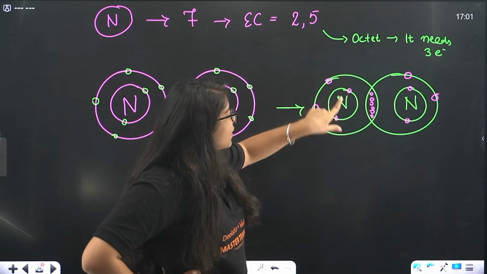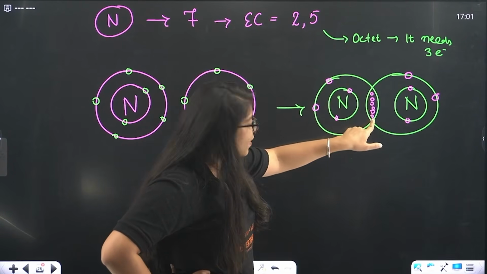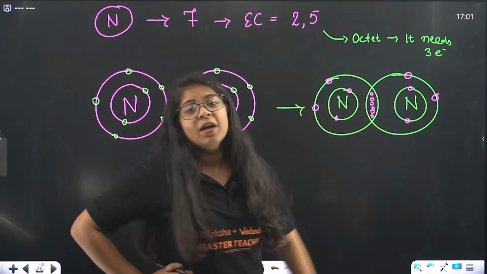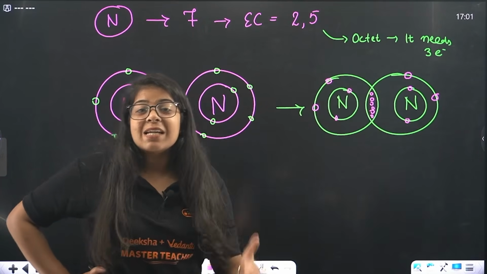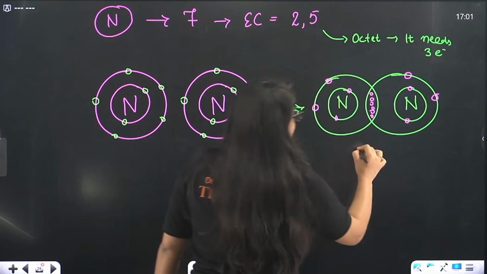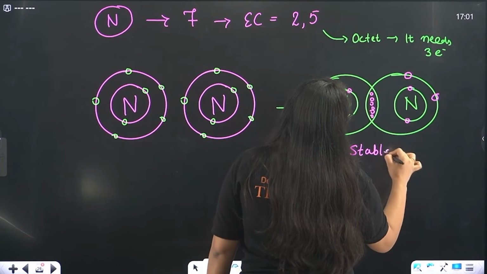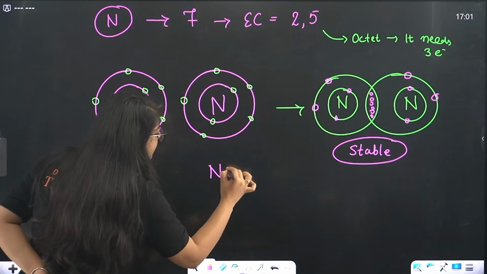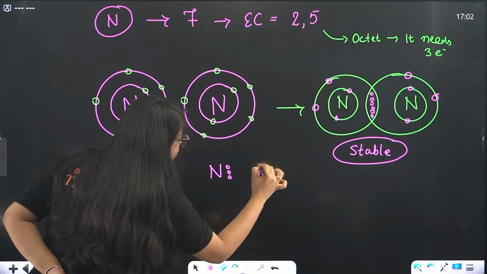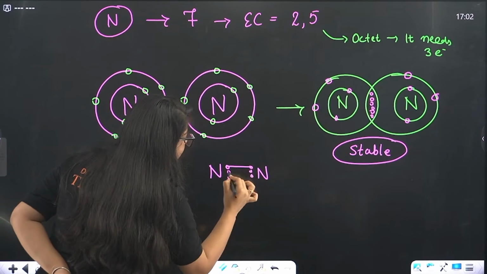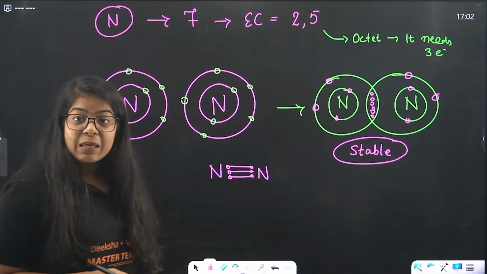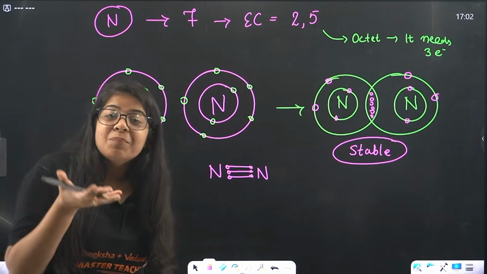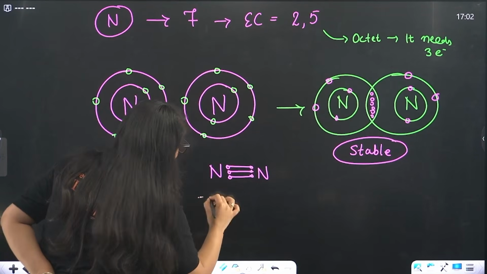Now count the number of electrons with this nitrogen. 1, 2, 3, 4, 5, 6, 7, 8. Octet is complete for both of the nitrogens and hence they are stable. Now beta, look at this carefully. This is sharing 3 electrons. This is also sharing 3 electrons. And how many bonds are there? 3 bonds are there, ma'am. Now we'll give it a name. Triple bonding. Triple covalent bond.